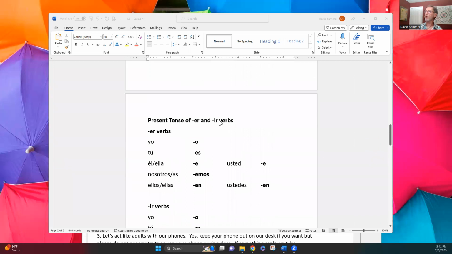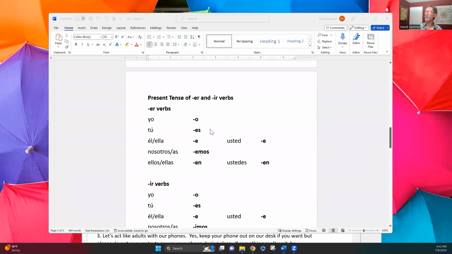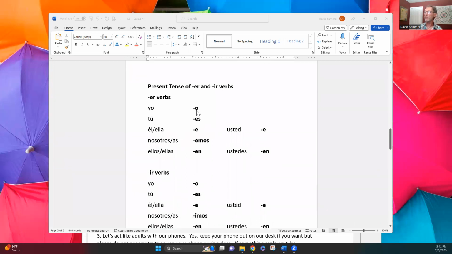We're also learning ER and IR verbs, and I'm not giving a huge explanation of this because conjugating ER and IR verbs is just like the way you conjugate an AR verb. Okay, so here are your endings. O, es, e, emos, en for an ER verb. And of course, usted, always the same as he and she, is going to be e, just like he and she. And then ellos and ellas and ustedes, again, always the same. Ustedes is just like ellos and ellas, same ending.